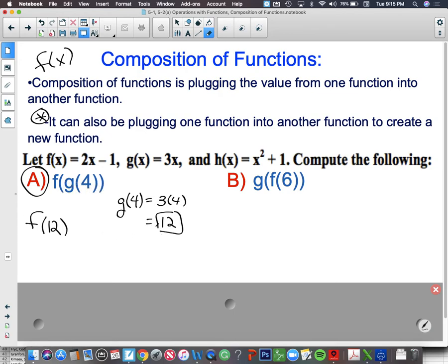So really we're looking for f of 12 because we did the g of 4 already. Okay, so f of 12, so my f function is the 2x minus 1. It would be 2 times 12 minus 1. So that would be 24 minus 1, which is 23. Okay, so f of g of 4 is 23.